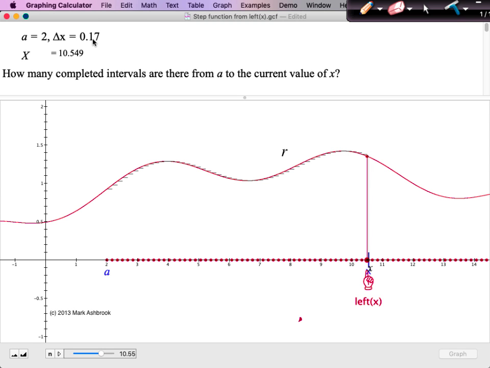So now a is 2, delta x is 0.17, and x is 9.2995. How many completed intervals are there from a to the current value of x? So pretty soon here, we're not going to be able to count anymore. So let's pretend we can't count. What's that? You counted? Okay, so.